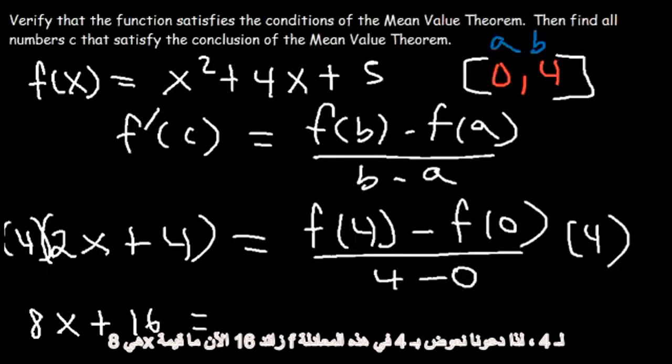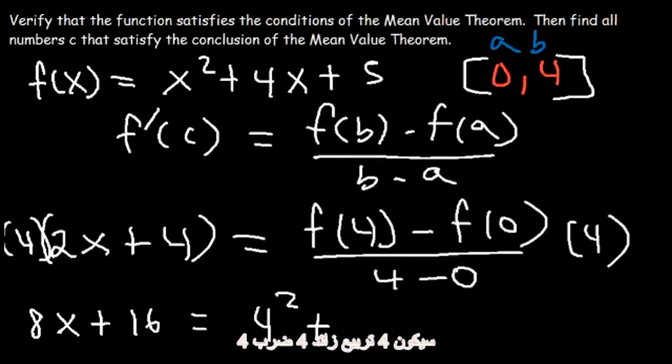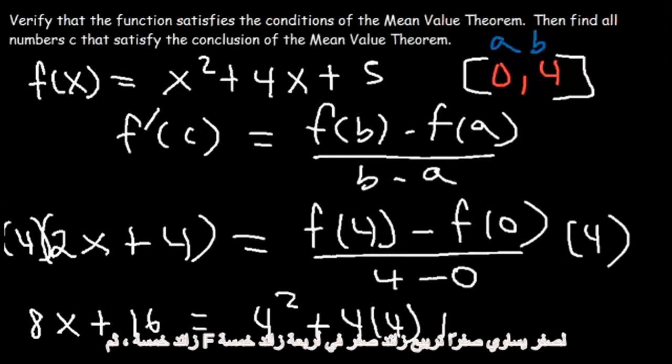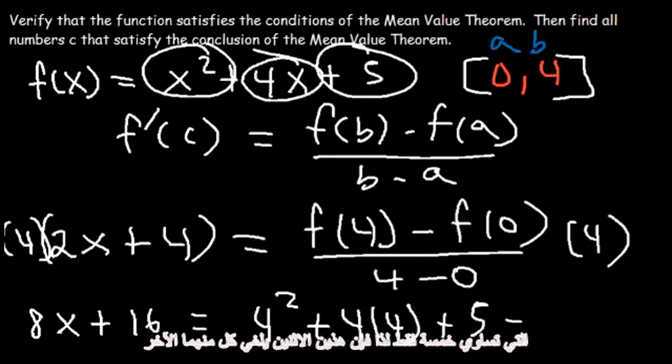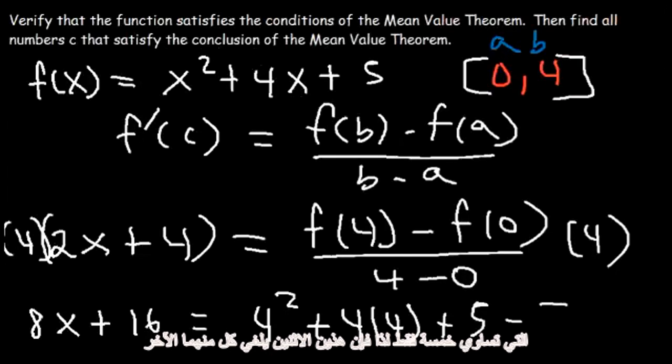Now what is f of 4? So let's plug in 4 into this equation. It's going to be 4 squared plus 4 times 4 plus 5. And then f of 0 is 0 squared plus 0 times 4 plus 5, which is simply 5. So these two cancel.